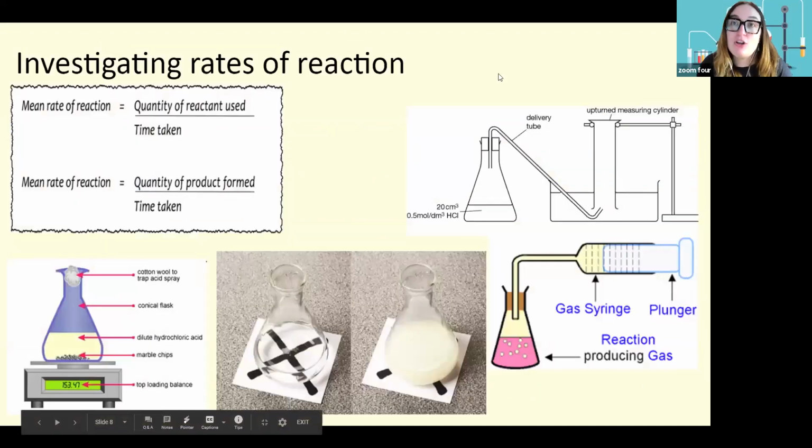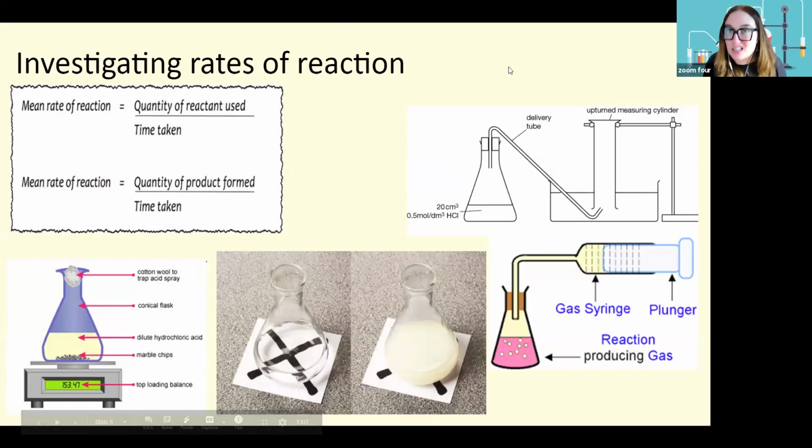Now, knowing how to increase a rate of reaction is one thing, but how do I actually investigate it? Well, on the screen, I've got lots of images here that we're going to talk through quite quickly. So I've given you lots of questions in the last 2 weeks about these two equations here. How to work out the rate of reaction. And it's always quantity of reactant used over time taken, or quantity of product made over time taken.